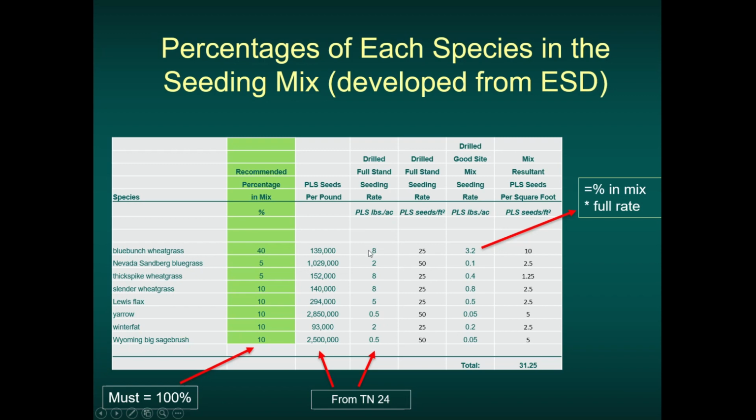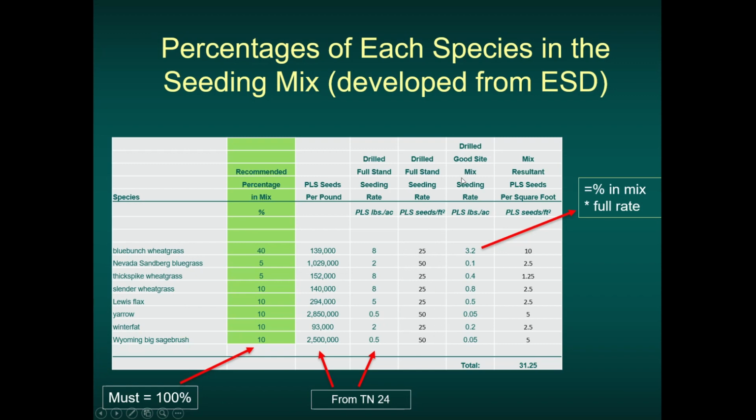This means if you were to plant just bluebunch wheatgrass, just 100%, we would recommend 8 pounds per acre to get that 25 to 30 seeds per foot. Nevada bluegrass is 2 pounds per acre, thickspike 8, slender 8, Lewis flax 5, yarrow is a half a pound, winterfat 2 pounds, and sagebrush at a half a pound. So again, if you were to follow this recommendation based on the calculations, this means you've got 25 seeds per foot, or 50 seeds per foot of the smaller seeded species. Just in general, I put that in here.